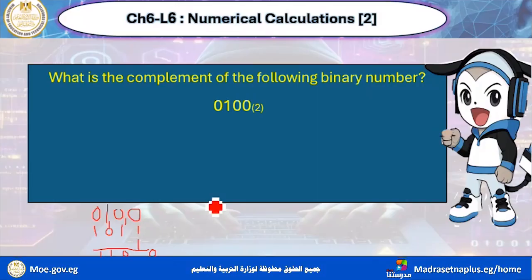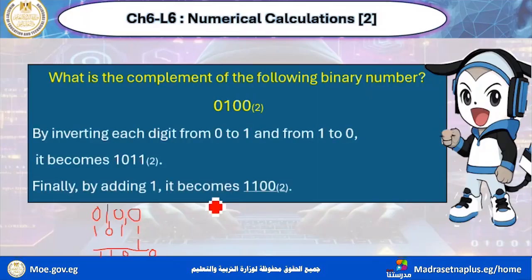Let's check. Now by inverting digits from 0 to 1 and 1 to 0, the number will be 1, 0, 1, 1. Okay, now by adding 1, the result will become 1, 1, 0, 0. Very good.